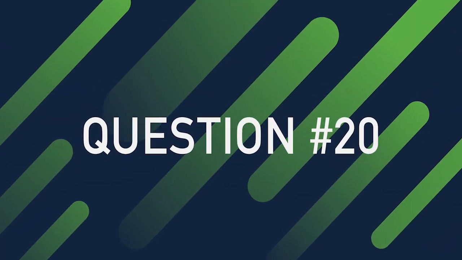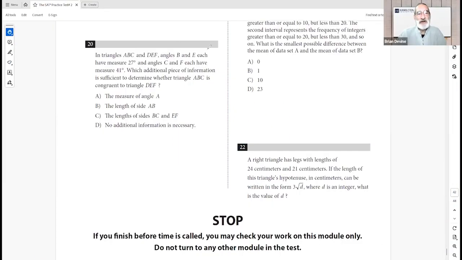Question 20. Another question about similarities, similar triangles, or better yet, congruent triangles. Well, I do know that two triangles are similar if they have correspondingly congruent angles. And I also know that if I know two angles and a side between them, or even another side, because I could have angle, side, angle, or I could have angle, angle, side, congruence.